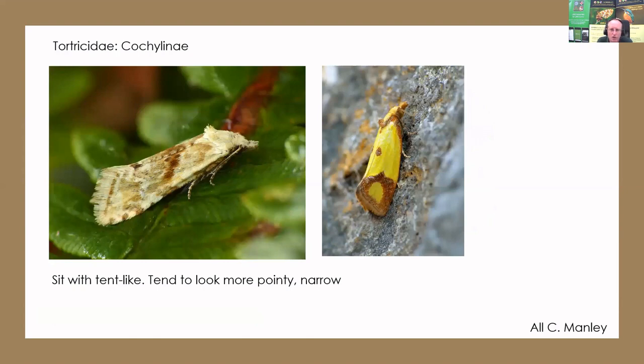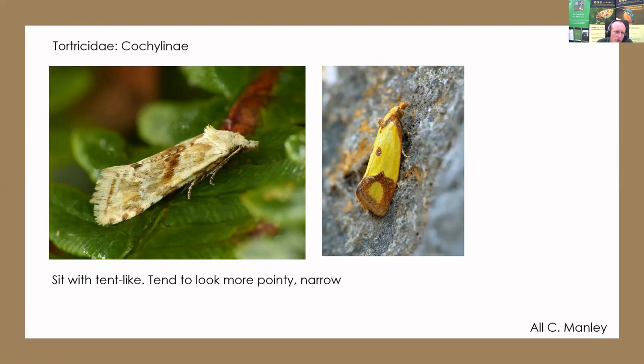There are 3 subfamilies within the Tortricids. The first is the Cochylids, and they feed mainly on Asteraceae, what used to be Compositae, so things like sow thistles and things like that. And there are quite a few yellow and creamy coloured ones. They have a fairly distinctive posture. They all tend to sit tent-like with their wings flat, roof-shaped.